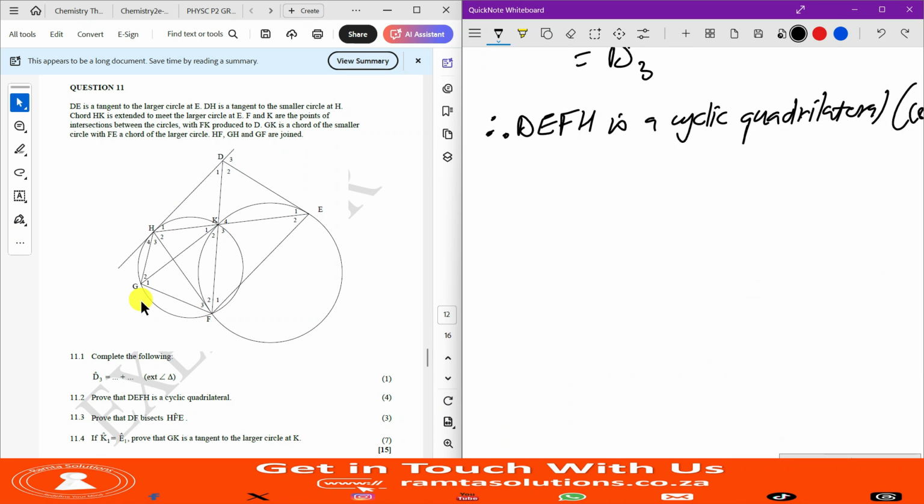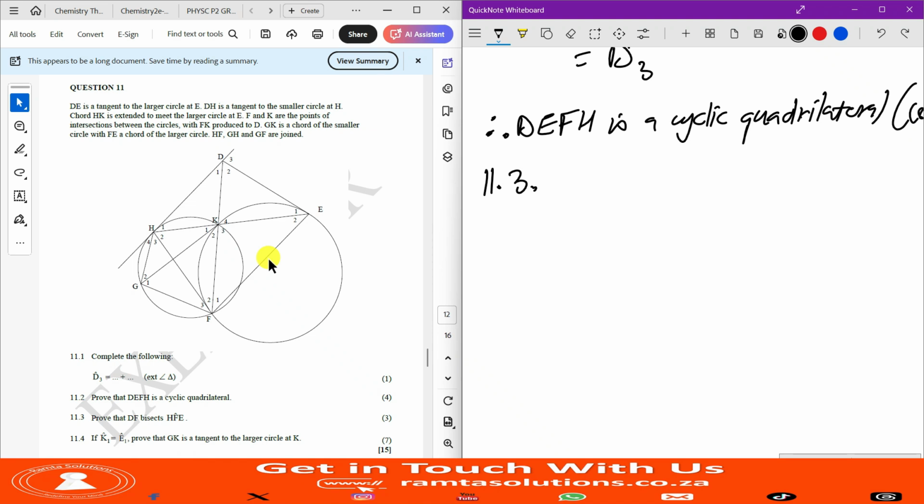Now, let's go to 11.3. Prove that DF bisects angle HFE. Where's DF? DF bisects angle HFE. So what does that mean? That means we must prove that angle F1 is equal to angle F2. Is that possible? I don't know, but let's see.